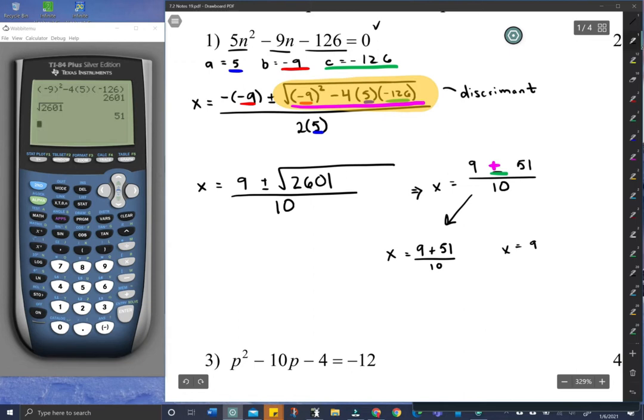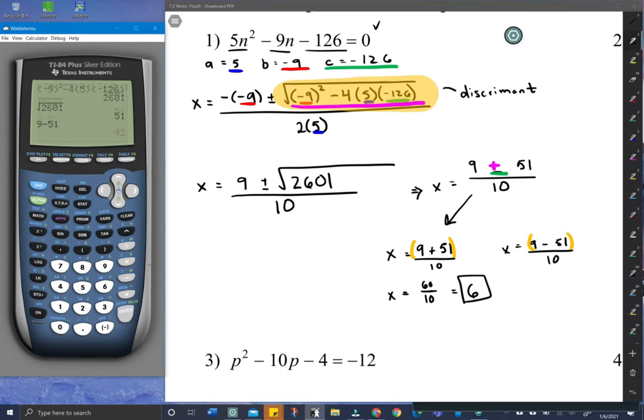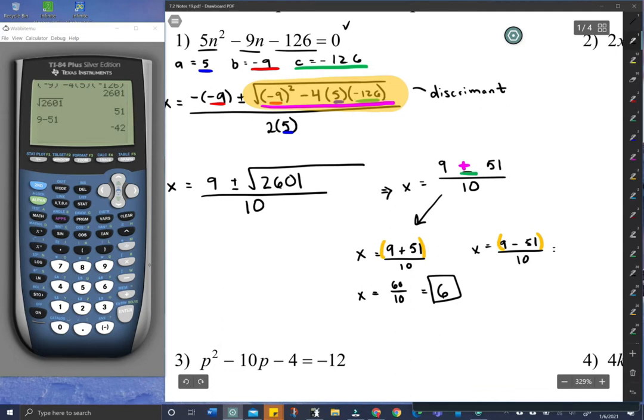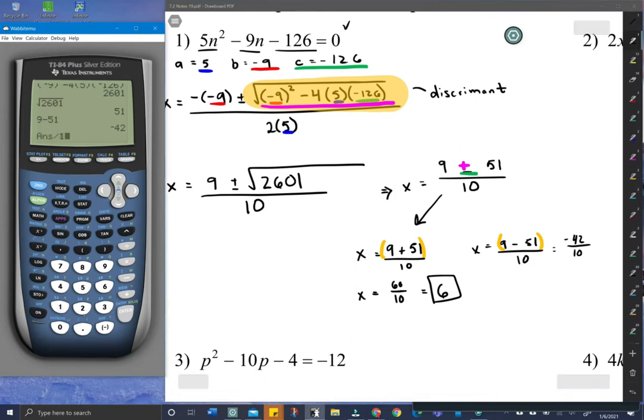Again, little tiny things. You're in honors, so you should already know this, but make sure you're doing the numerator operations first. Order of operations. 9 plus 51, that's simply 60 over 10, which means our answer is 6. And 9 minus 51 is going to be negative 42 over 10, which will be a fraction for us. We'll keep it as a fraction. Let's make it a fraction here: negative 21 fifths.